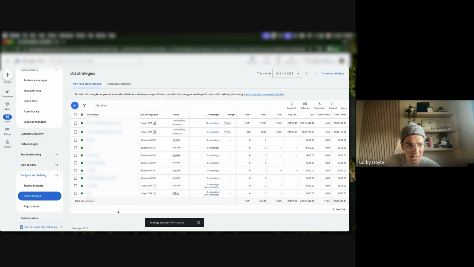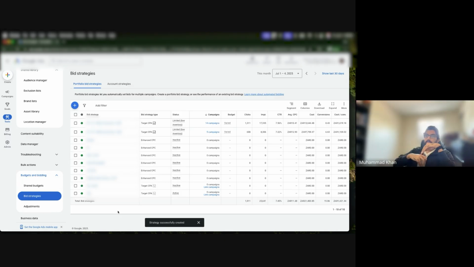You got to give it more time than a campaign, though. It's not going to be as quick. So yeah, you got to treat it like individual campaigns. The best way to go about it is probably at least 2 weeks after a change to this, even if your budget is increasing.